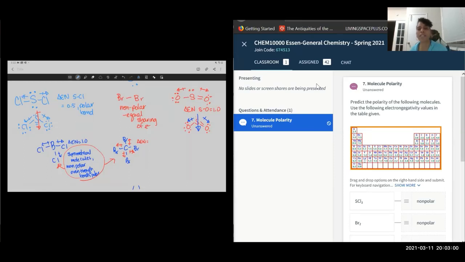So you can't just find the electronegativity difference for each bond. You have to look at the whole entire molecule, because if we look at something like BCl3, sure, each bond is a polar bond, but guess what? The entire molecule is non-polar because it's symmetrical, right? The same thing for CBr4.